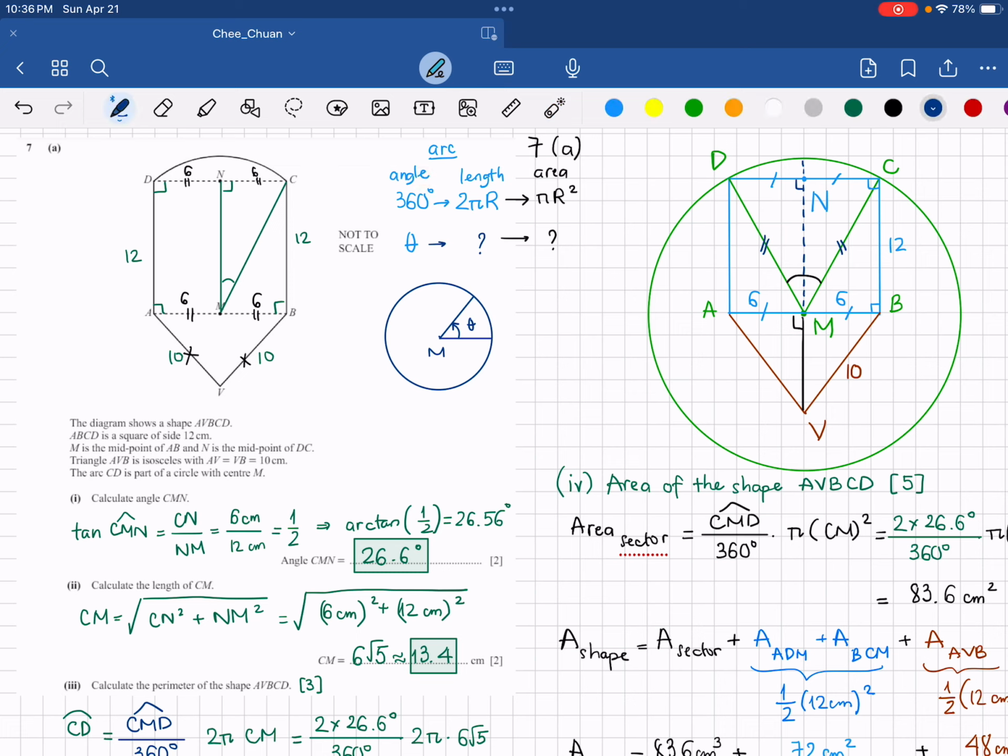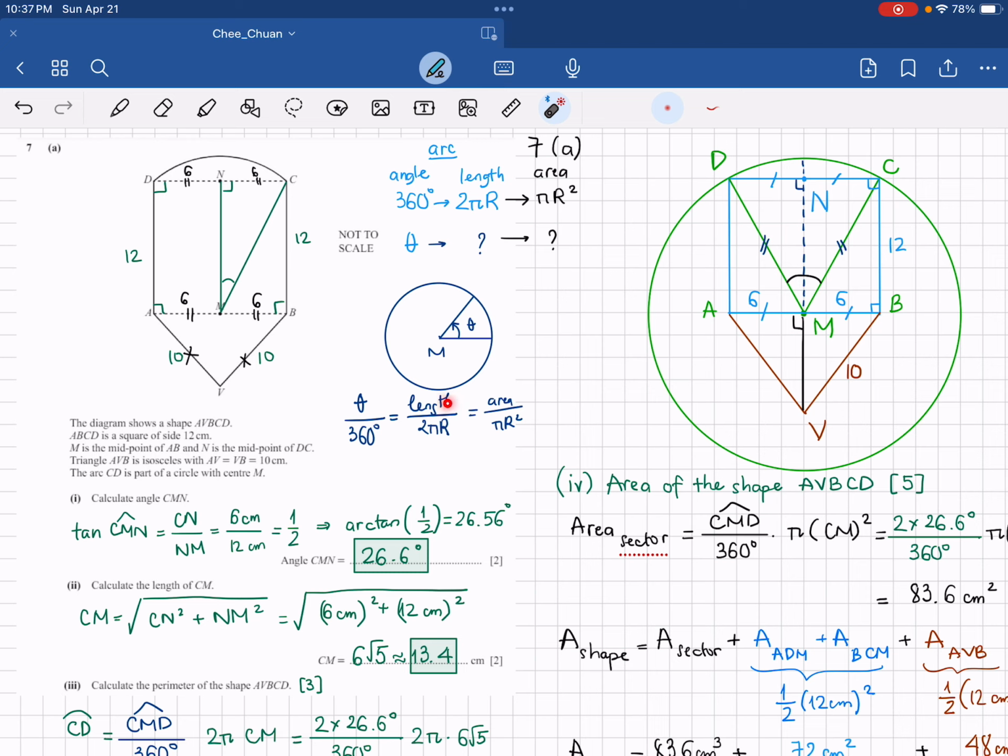So it means that the ratio should be equal to each other: the length over 2 pi r should be equal to the ratio between the angle and 360 degrees, because they are directly proportional to each other. The bigger the angle, the longer the length, and the same for the area as well. So thanks to this ratio, we can calculate the length of an arc.